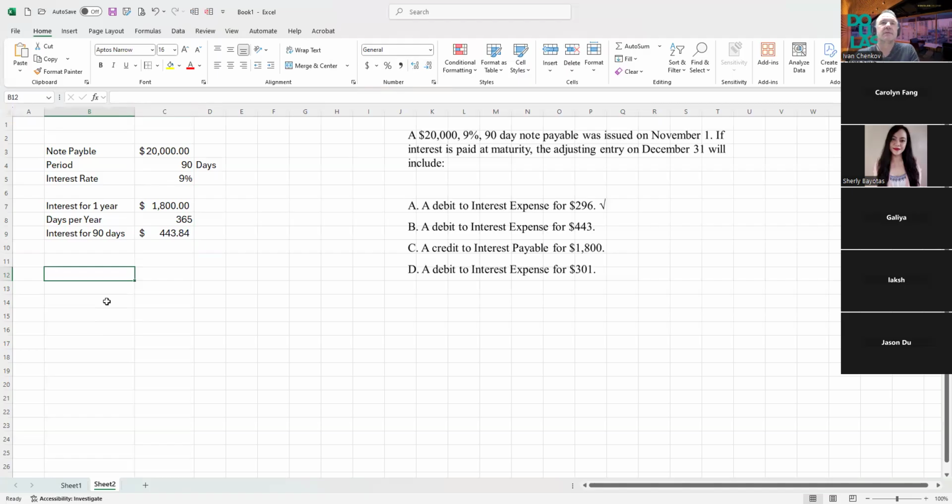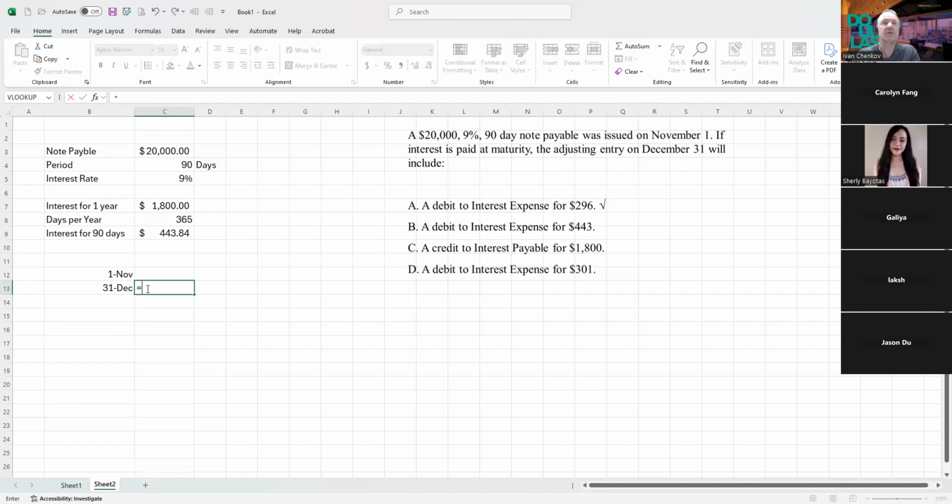So now the question is, from November 1st to December 31st, how many days do I have? 60 days. We already established that it's 60 days. Don't do any calculations here, because if you do the calculation, this one minus this one, you're still going to get 60 days. So we're on the right track. We have 60 days. Excel understands it.